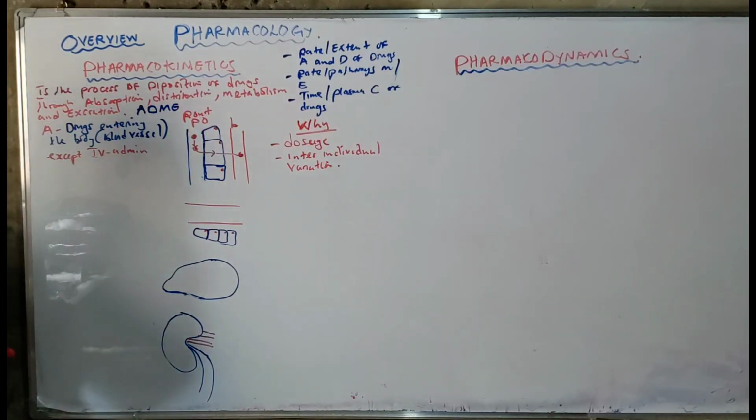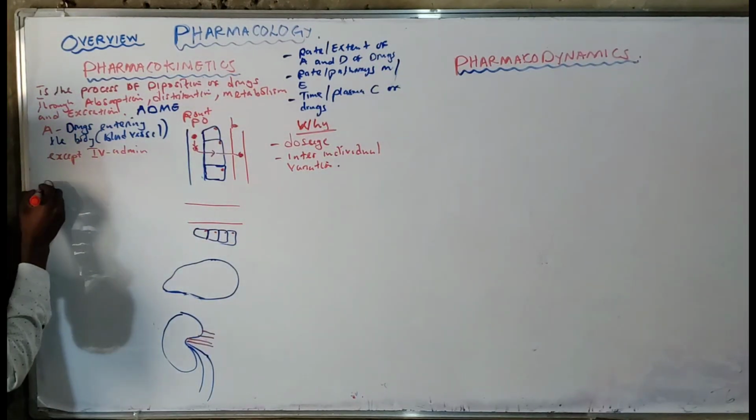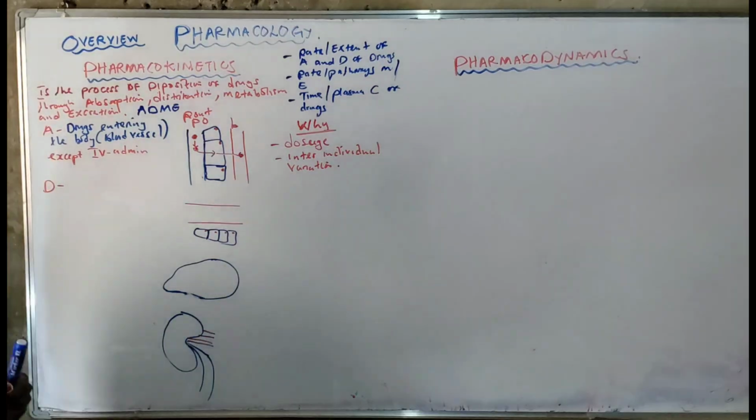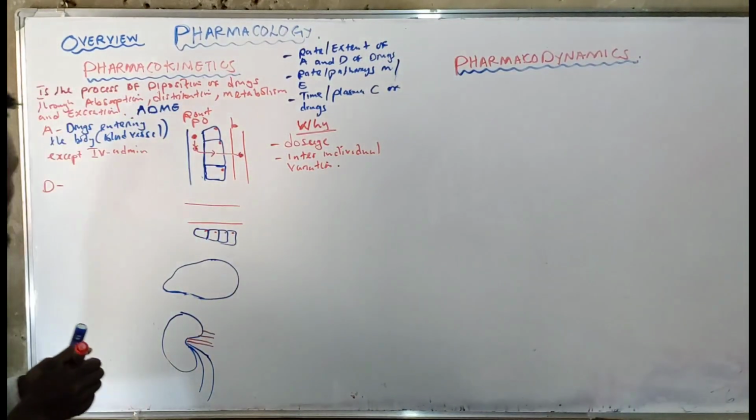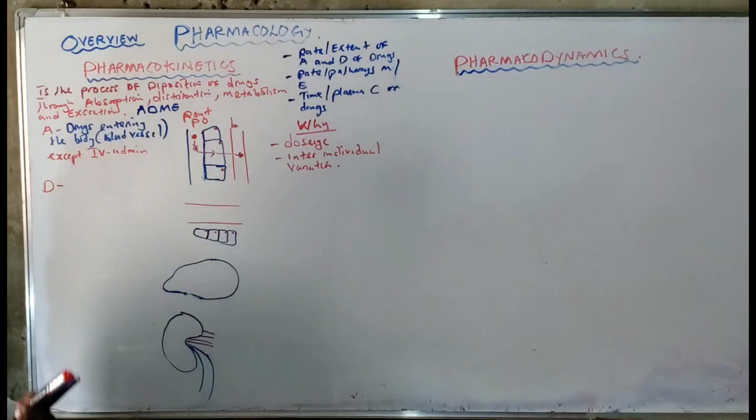Let's go to another concept, D. What did we say about D? D is what we call distribution. Now, what is distribution?